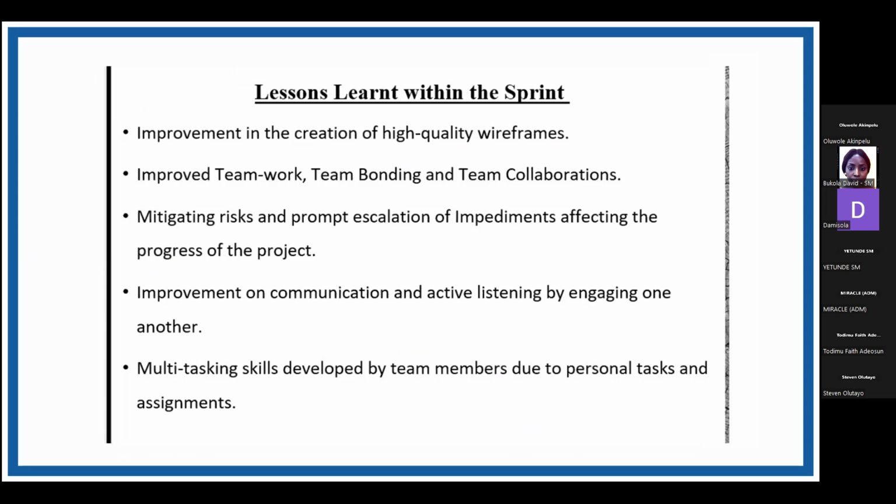We were able to implement the creation of high quality wireframes, improved teamwork and team building collaboration, mitigating risk and prompt escalation of impediments affecting the progress of the project, improved communication and activity by engaging one another, and multitasking skills developed by the team members due to personal tasks and assignments.